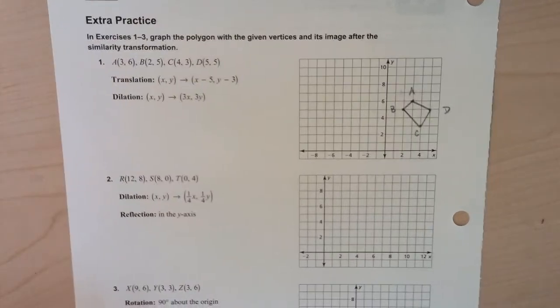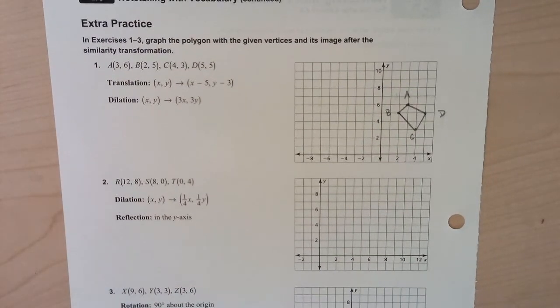Okay, so taking a look at some examples of similarity transformations. On the first couple of problems, you want to graph the polygon with the given vertices. On number one, you have a quadrilateral. I already graphed that. After the similarity transformation, and then again, notice that the similarity transformation includes a dilation.